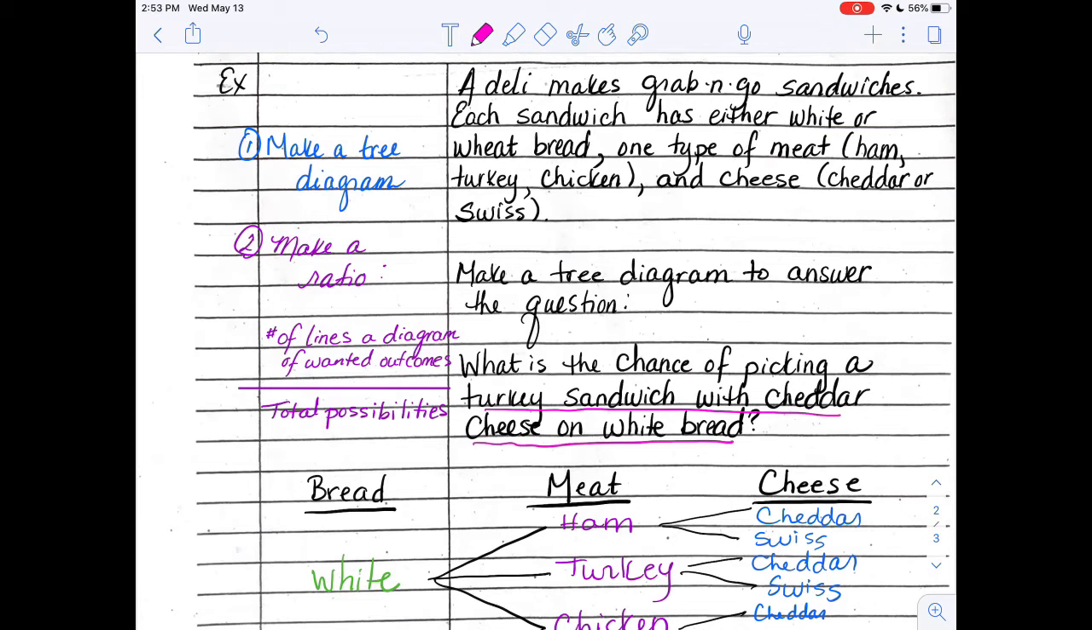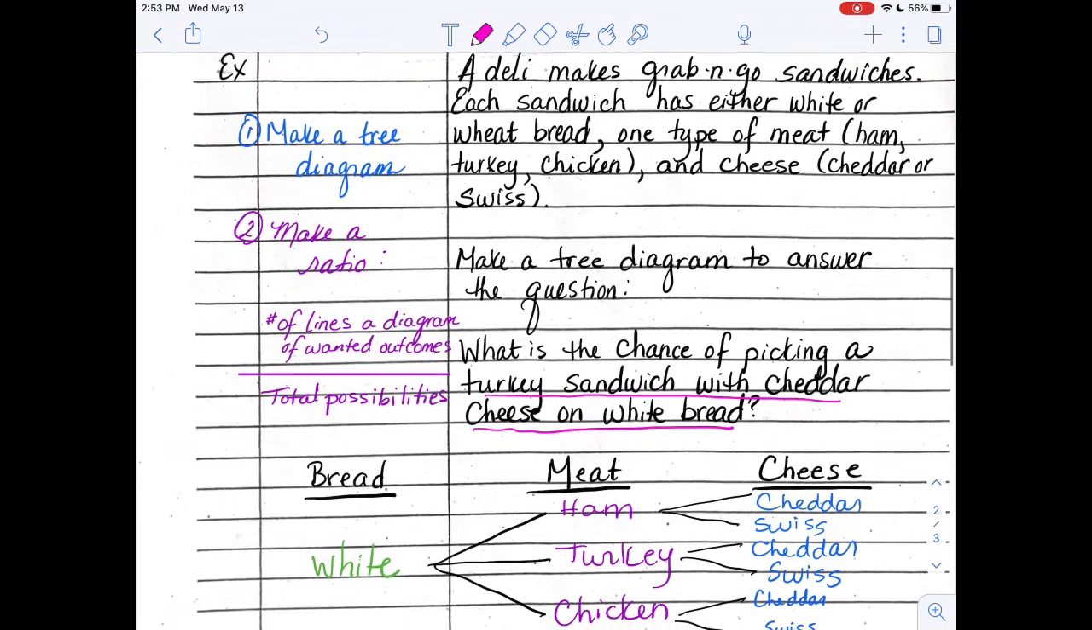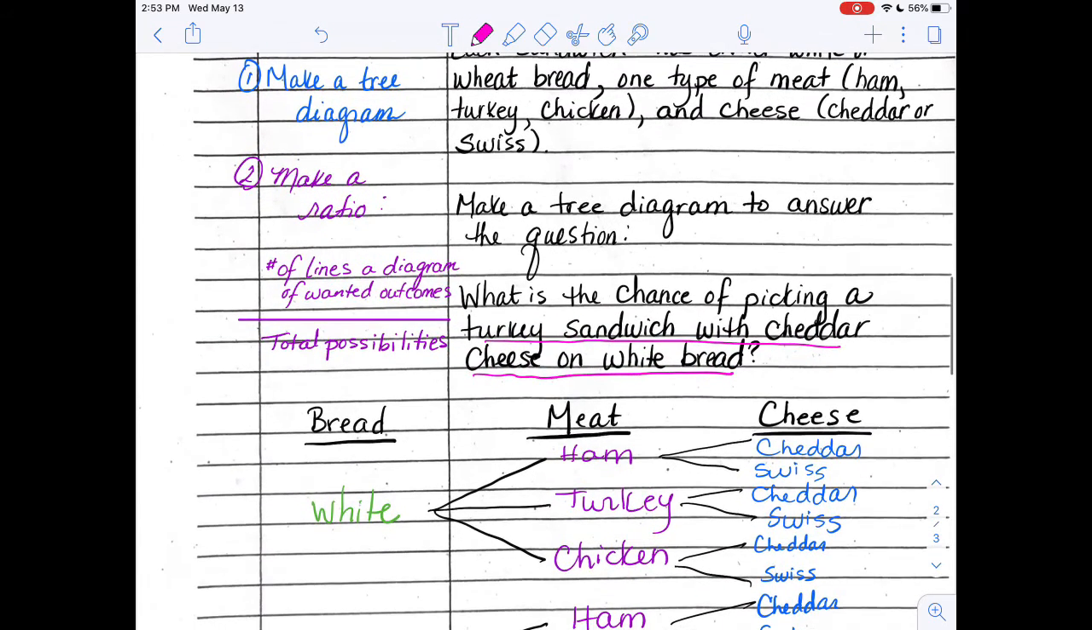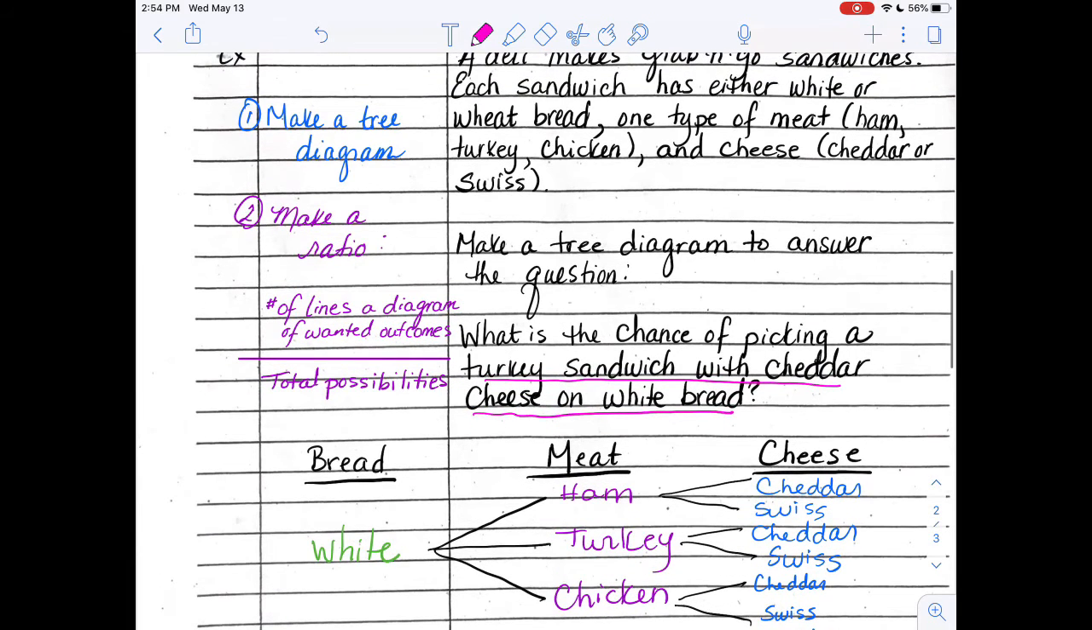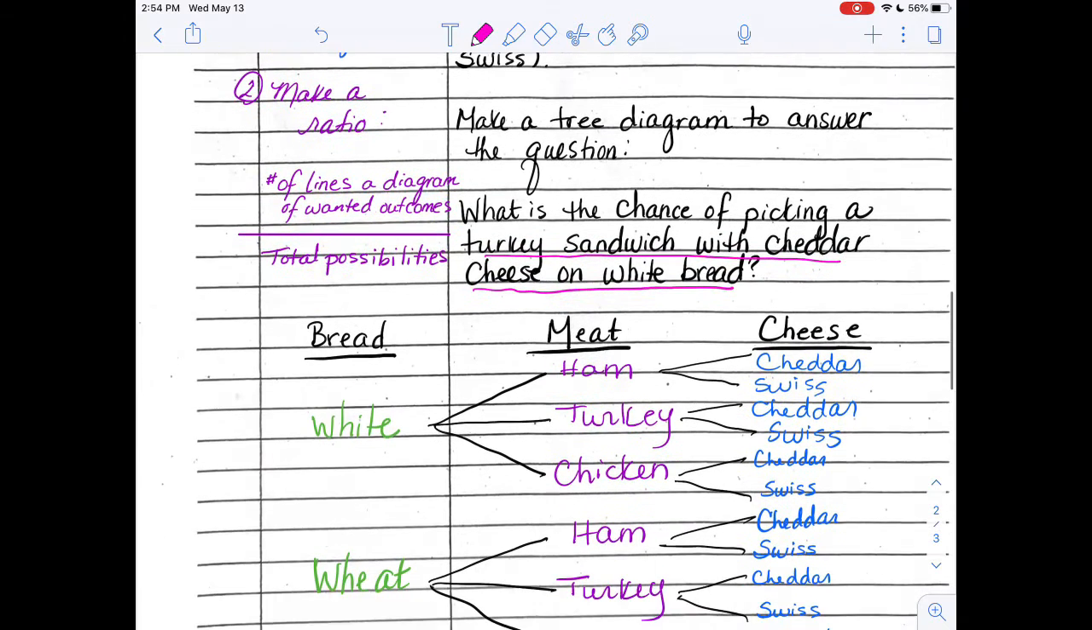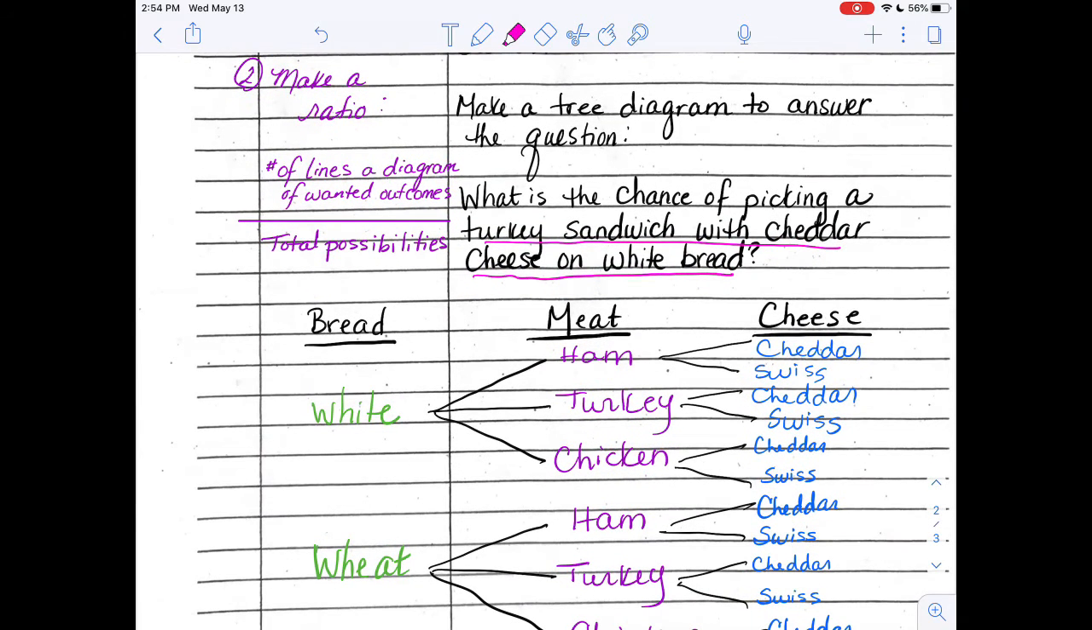Again, there's a lot of different sandwiches they can make and a lot of different combinations. So the first thing I suggest is making a tree diagram. This is a perfect example of when it's appropriate. And I'm going to take each item in the order they gave me. The first thing they gave me was bread, then meat, and then the cheese. So you can see down here, I put the bread, then the meat, and then the cheese.